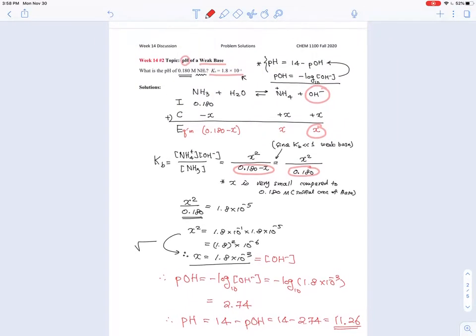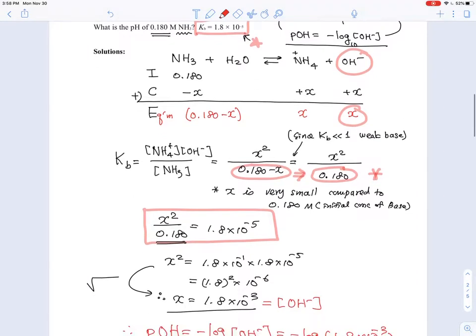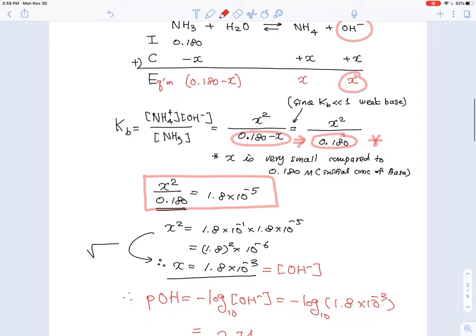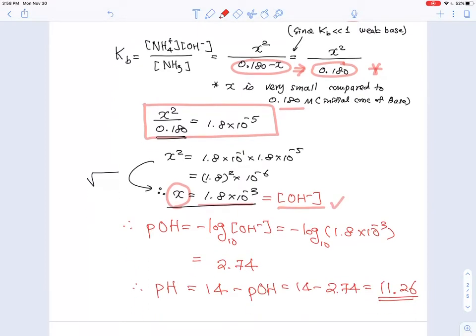So once again, the key part about dealing with a weak base is knowing that this Kb value is very small, so we can use this approximation. That's the highlight of this, to simplify these calculations. Once you do, you don't have to deal with the more complicated quadratic equation. It's just a matter of taking the square root, and you can calculate this X value, which is once again very small compared to this known value, and you get the OH minus concentration to calculate pOH, and finally calculate the pH.